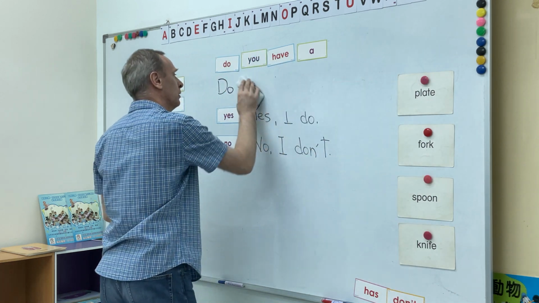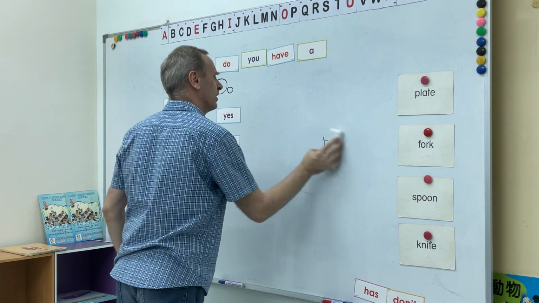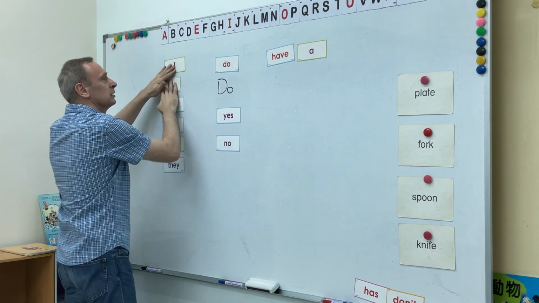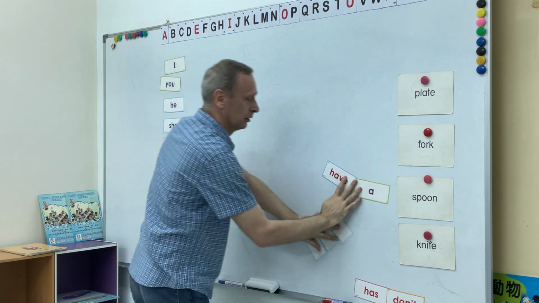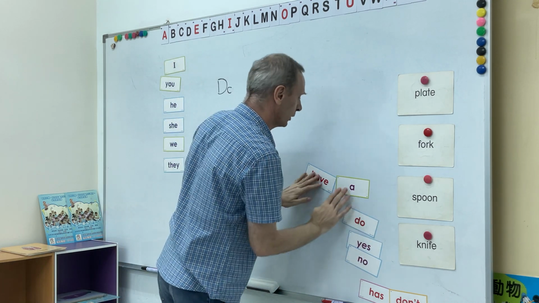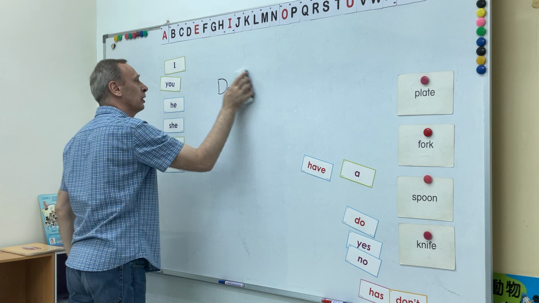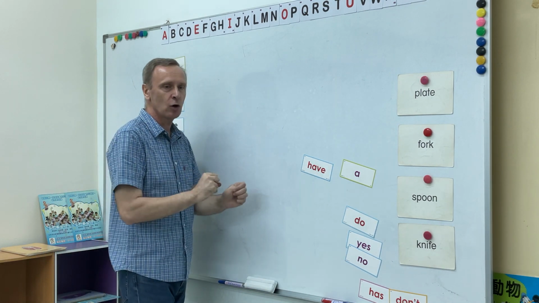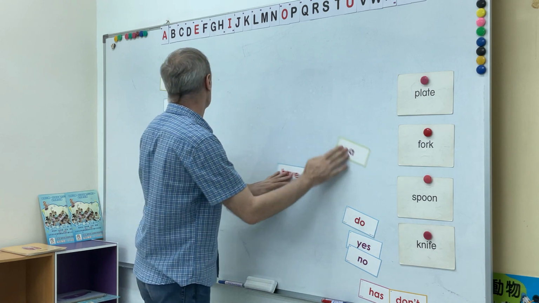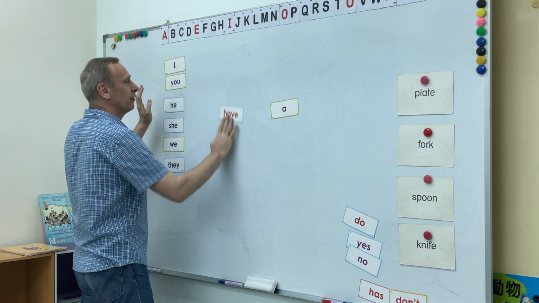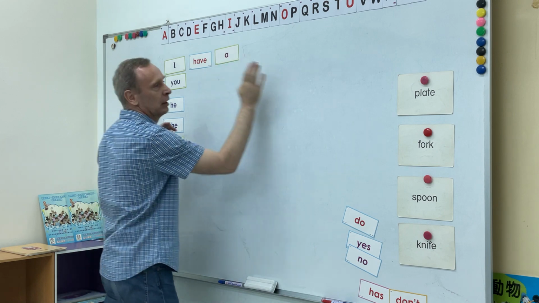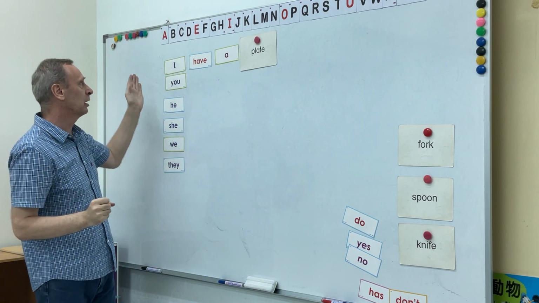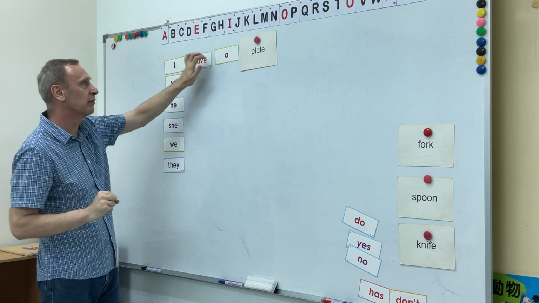And this, I'm going to wipe it away. We're going to put it over here. And right now we're just going to take a look at two different versions to say, yes, I have this, no, I don't have that. So let's take a look. I have a plate. If you want to say it, let's repeat it one more time. I have a plate.